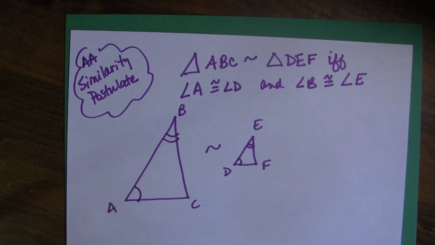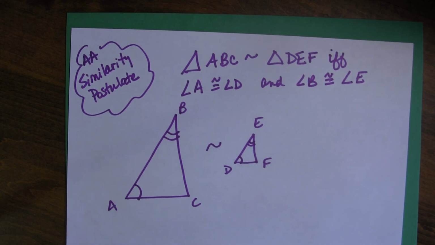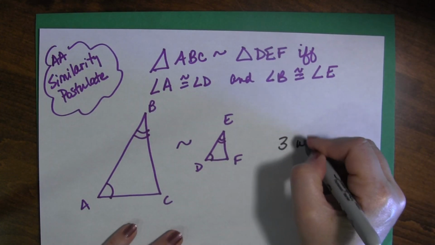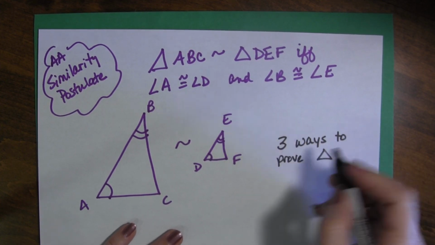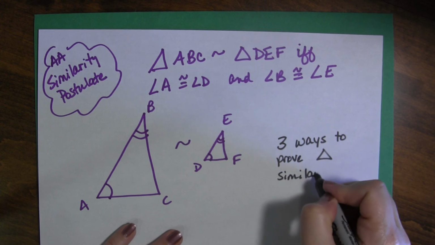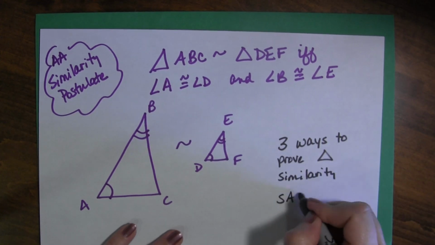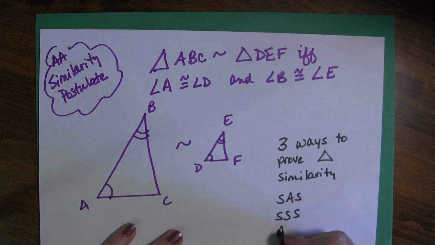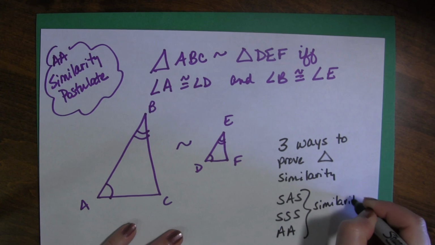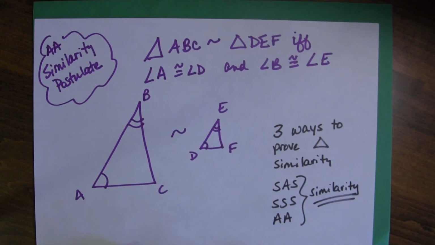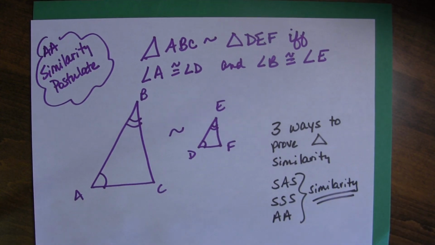All right, so that's it with triangle similarity. Remember, there are 3 ways to prove triangle similarity. We have the SAS, we have the SSS, and we have the AA. These are similarity theorems, not congruence theorems. All right, we're going to do a lot of work with this, so this will be a lot easier after we do some examples. You'll see, trust me.